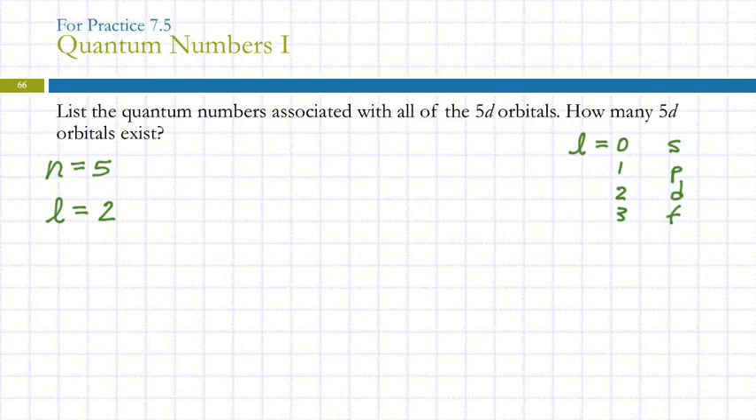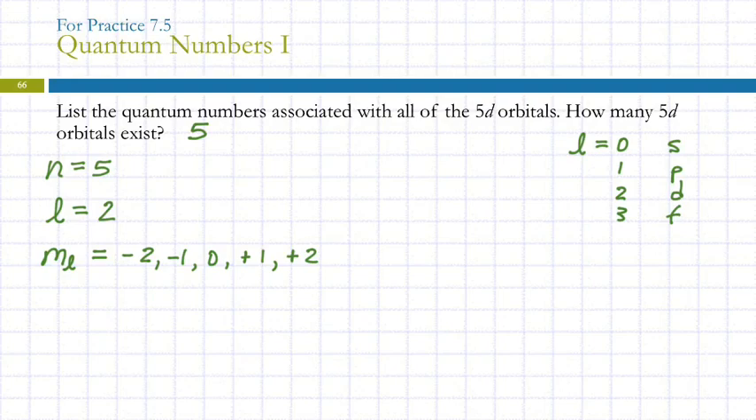Okay, so the next one, M sub L, what are the possible values for that here? Yeah, negative 2, negative 1, 0, plus 1, plus 2. So how many 5D orbitals exist? 5 of them. 1, 2, 3, 4, 5. So we've got 5 orbitals. Not because of the 5 here, but because of the d.